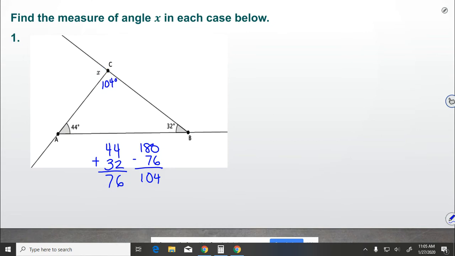And if you're noticing this, those two are on the same line. Since they're on the same line, they are supplementary. And since they're supplementary, we can just do 180 minus 104, and we get 76. So this angle here is 76 degrees, which coincidentally is the sum of the two opposite interior angles that we added up to help us find the 104 degrees.